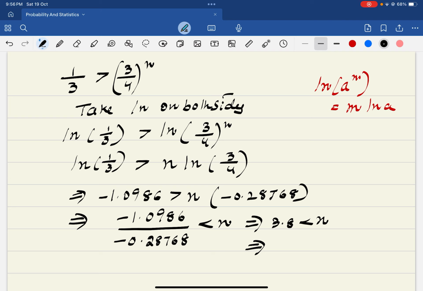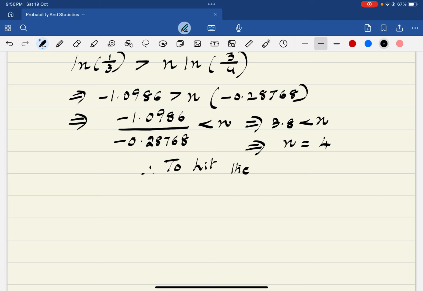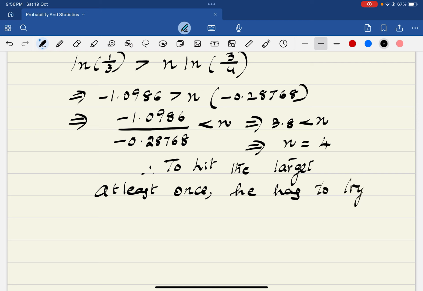What do you mean by n greater than 3.8? How many times does he have to hit the target? It is the number of times. That means it is discrete, right? So n is equal to 4. Therefore, to hit the target at least once, he has to try 4 times. The number of trials n is equal to 4.